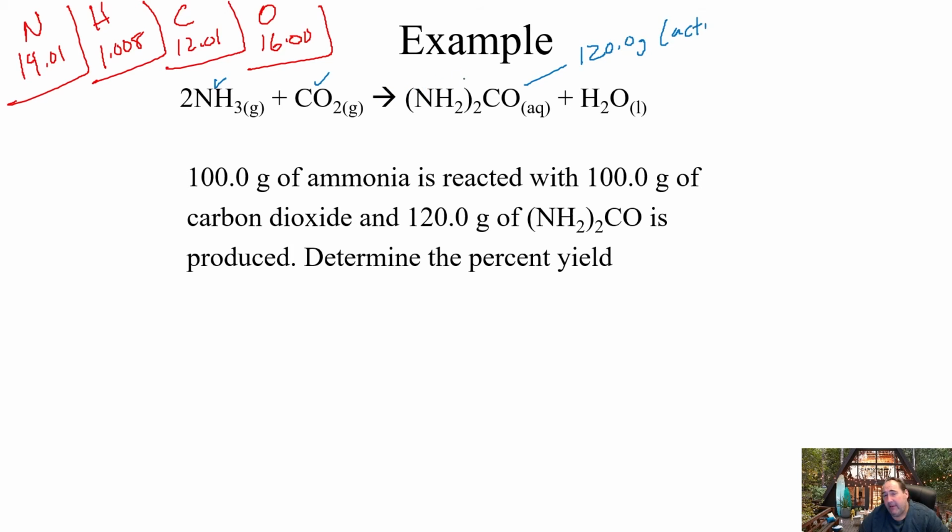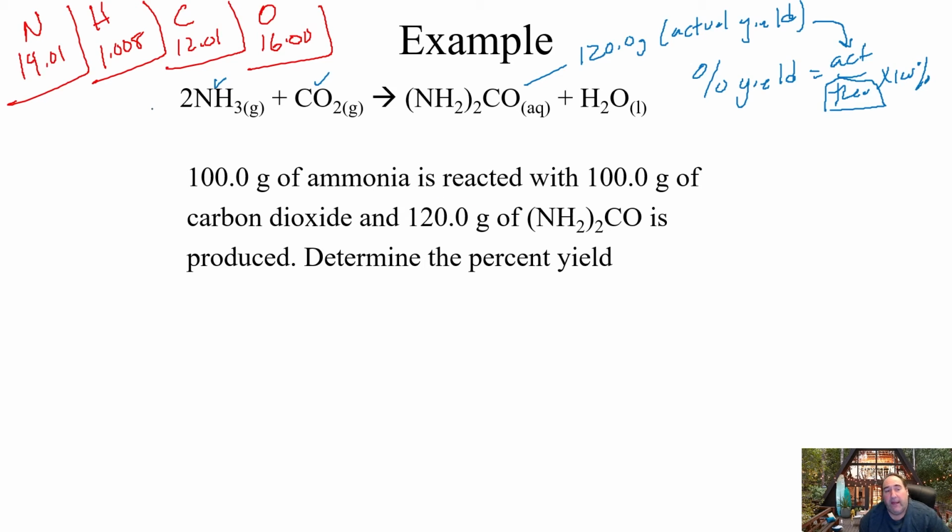That, by the way, is going to be our actual yield as it was given to us. We're looking for our percent yield, which is our actual divided by our theoretical times 100%. And it appears we have our actual. So we do need to figure out the theoretical, doing some stoichiometry.